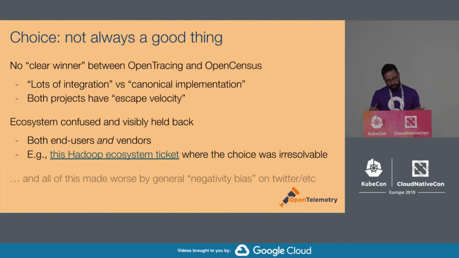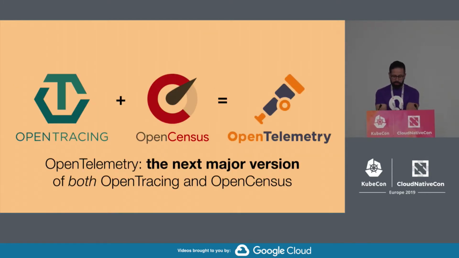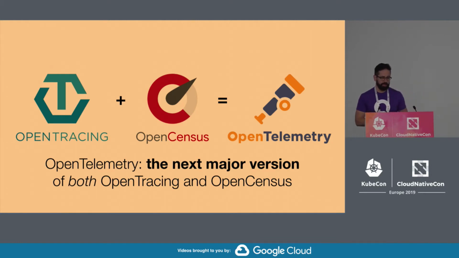So for all these reasons, we decided to come together and merge these two projects into one. Both OpenTracing and OpenCensus are going to be replaced by OpenTelemetry. Maybe the best way to think about this is that OpenTelemetry is going to be the next major version of both projects, and we're going to provide full compatibility for any instrumentation that has been done with either project so far. And this is the primary goal of this talk, and we're going to talk about this in detail.